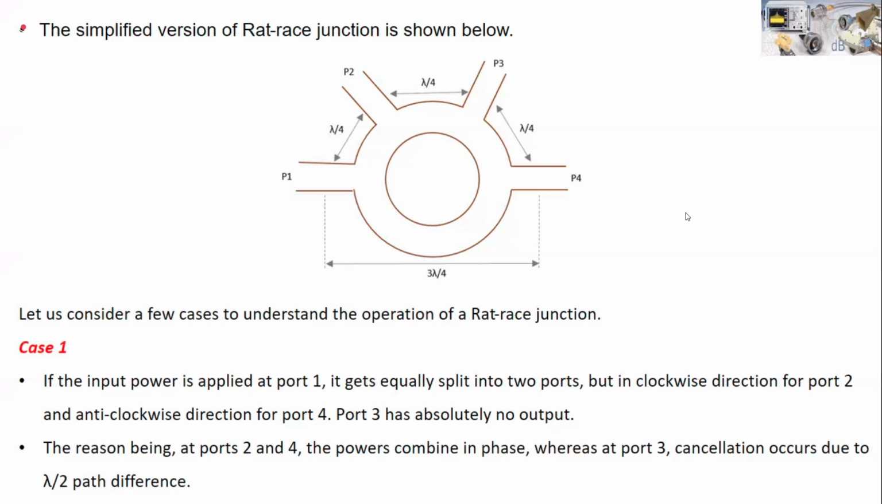So all these things we are seeing here in a particular waveguide. So just consider case 1. If the input power is applied at port 1, it gets equally split into 2 ports, but in clockwise direction for port 2 and anti-clockwise direction for port 4. All these things should be shown practically once you are back here in the lab. You can practically visualize how it is happening. So case 1, the reason for being at port 2 and port 4, the power combined in phase.